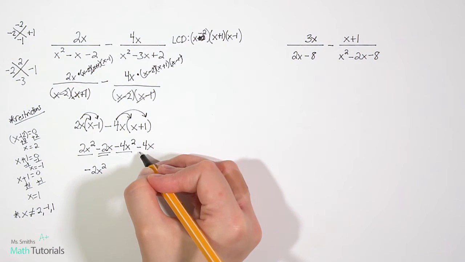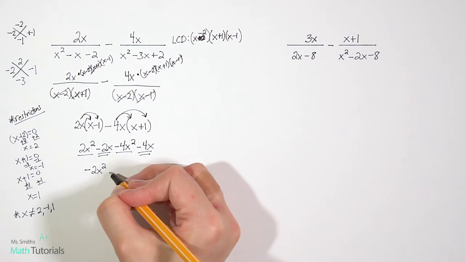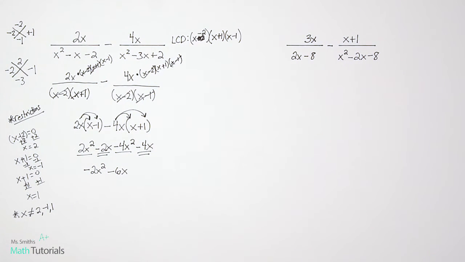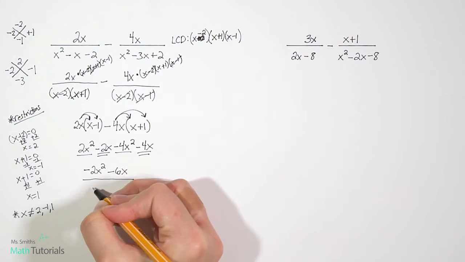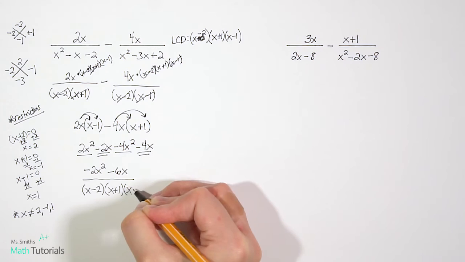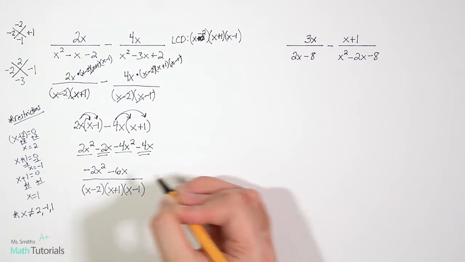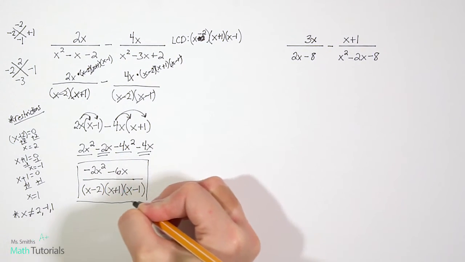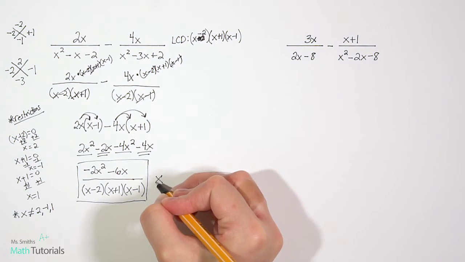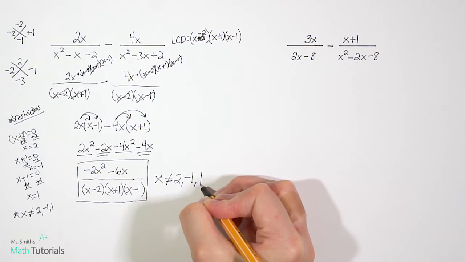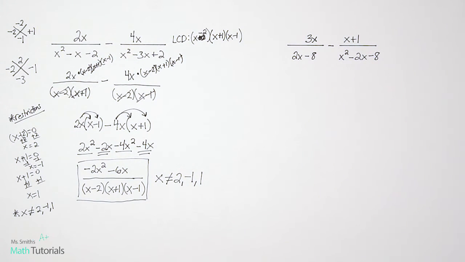And a negative 2x minus 4x, well, that would give me a negative 6x. So now that we have this simplified as low as we can, remember our step 7. We throw our final answer over the original LCD. So x minus 2, x plus 1, x minus 1. We get that from right there. So this is your final answer. But we also want to remember that x cannot equal 2, negative 1, or 1. That was our restriction statement.